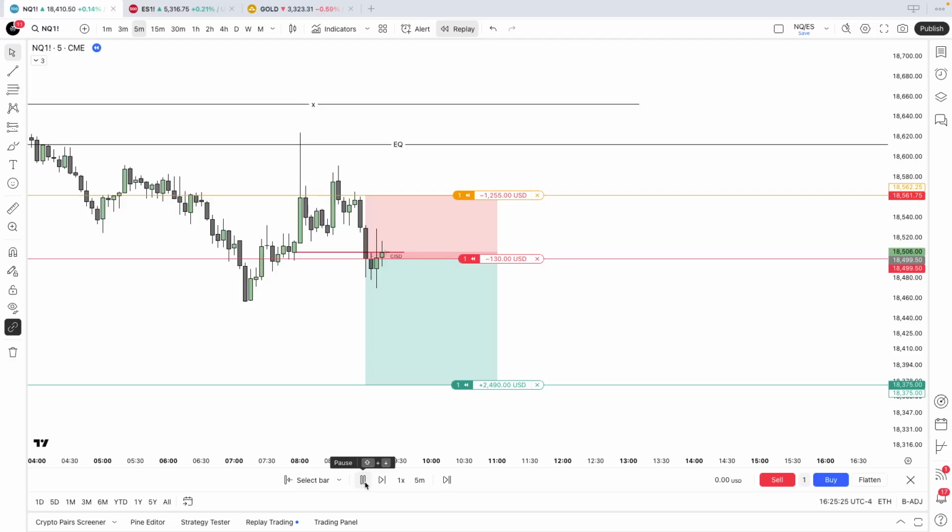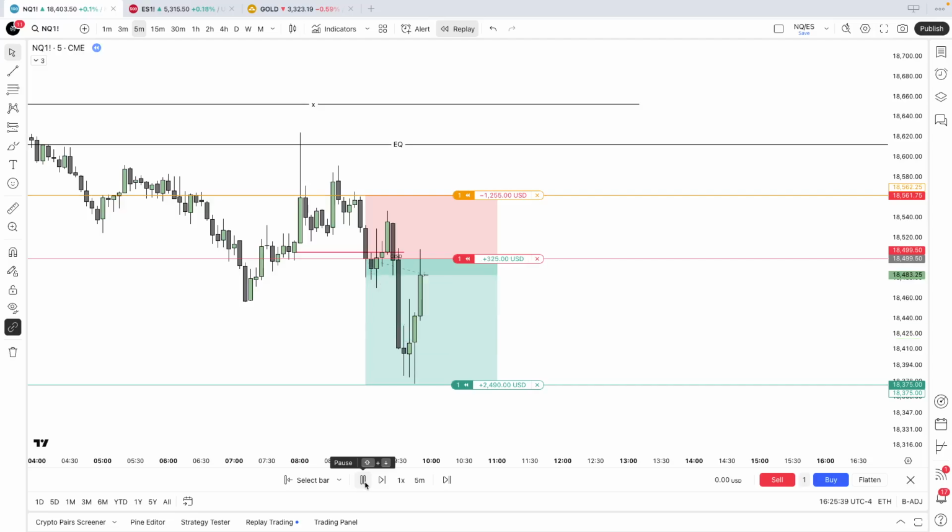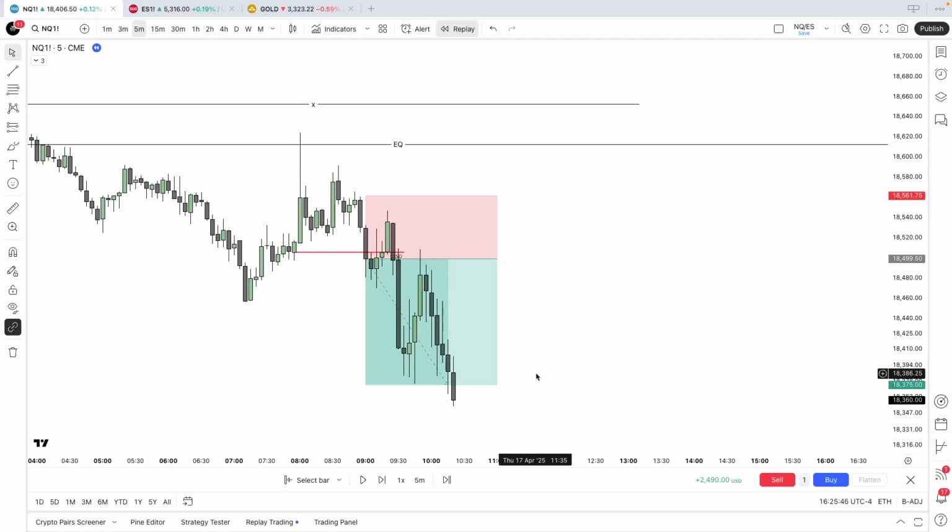Here we see we retested that change in state of delivery, continued higher, rejected back below this change in state on the 5-minute, had a very bearish closure with a bearish continuation at that 9:30 open, and then let's see what happens here. Let's see if we end up taking out of this position. Here we retest that change in state once again, reject back below that bearish signature, and we finally get a closure below, netting us $2,490 with one mini contract.